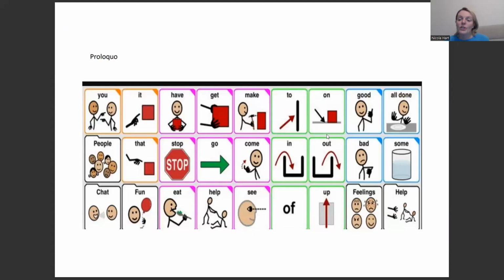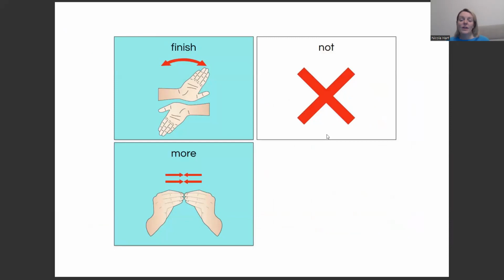There's the Proloquo, which is a more complex one. And you often see children in primary school using the Proloquo more, just depending again on their comprehension, their fine motor skills, and also, I suppose, their visual tracking. All of those things have to be accounted for when they're using it. That's a very basic one.